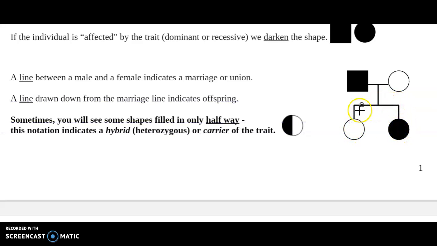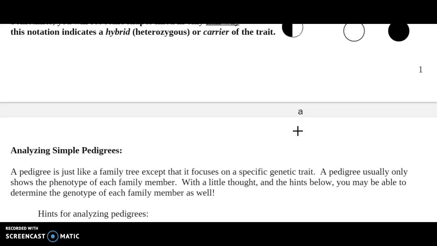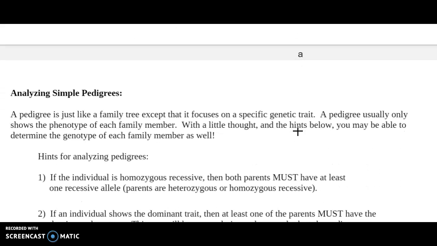You notice that the line between siblings is up like that. And then if this one were married, they would have a line going over here, and then the person that they're married to. So sometimes you'll see some shapes filled in halfway. Sometimes you'll see something that looks like that, and that would be a carrier. That would mean they have one dominant allele and one recessive allele. You don't usually see that, but occasionally you might. That's what it would mean if you see a shape that is half shaded: that person is a carrier of whatever trait we're looking for.